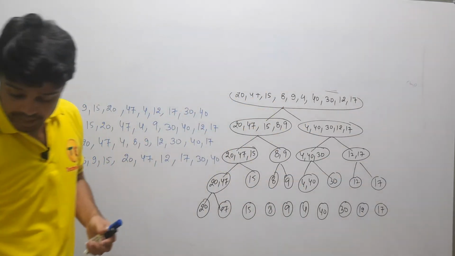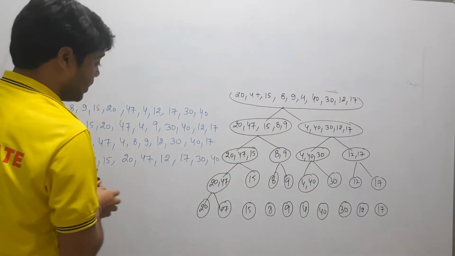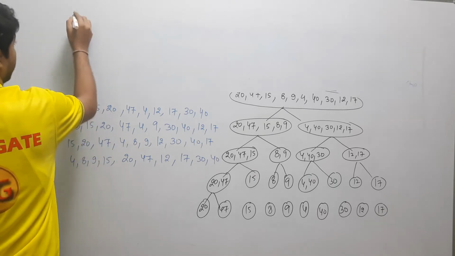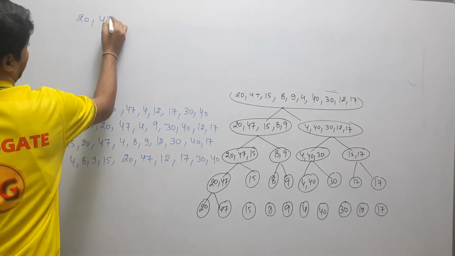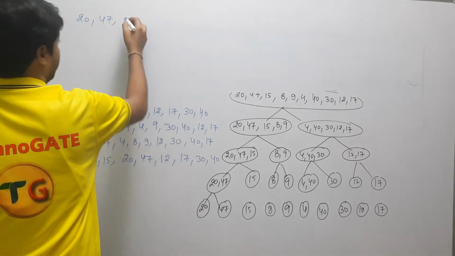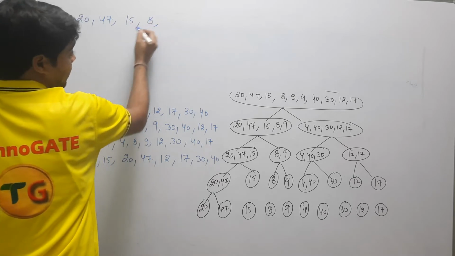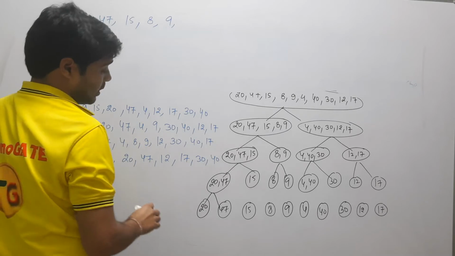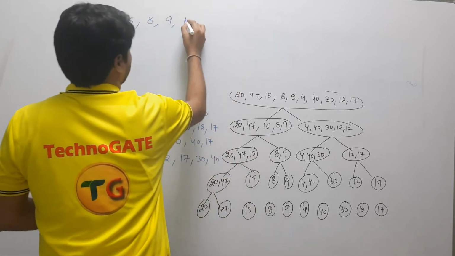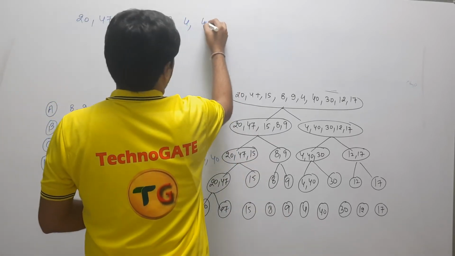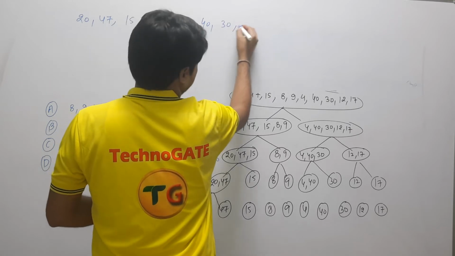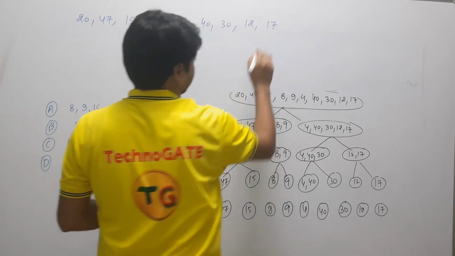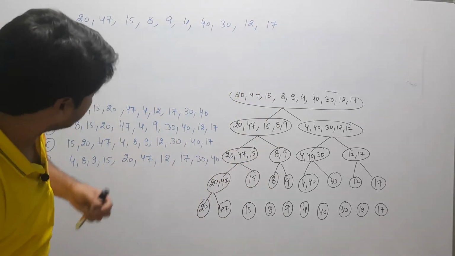Okay, so what are the elements here? 20, 47 after division, this one 15, 8, 9, 4, 40, 30, 12 and 17 here. Okay, let's check here.